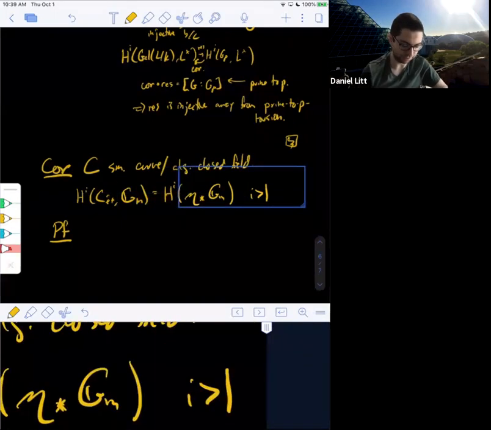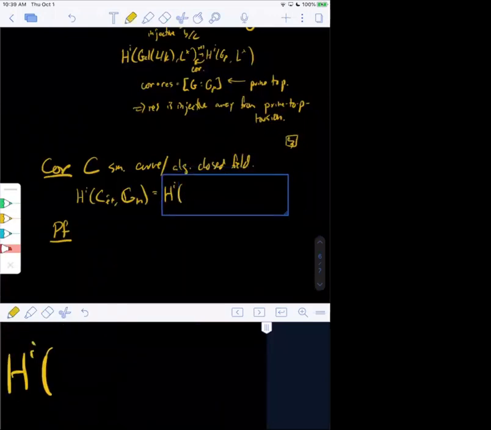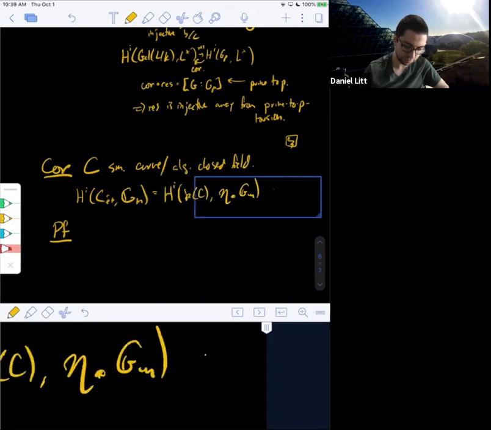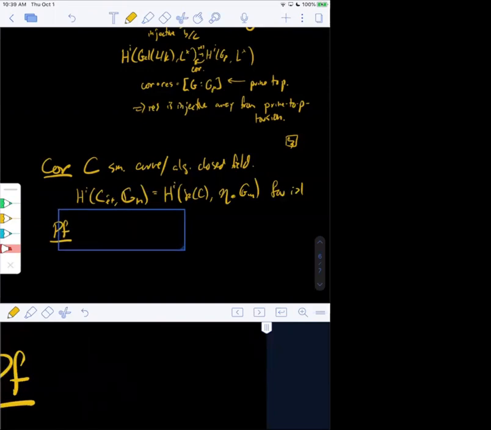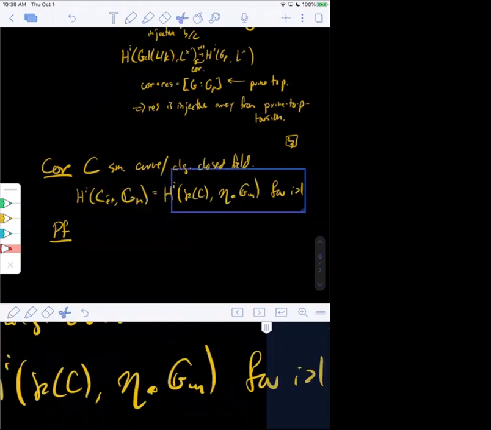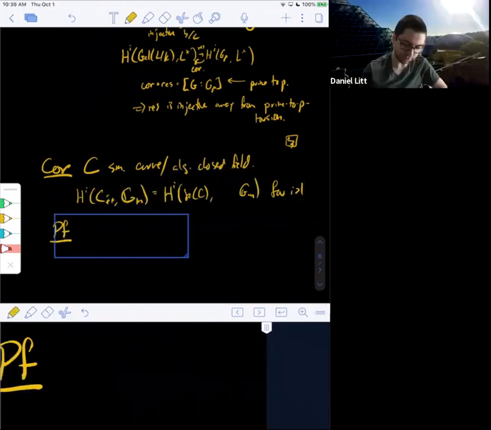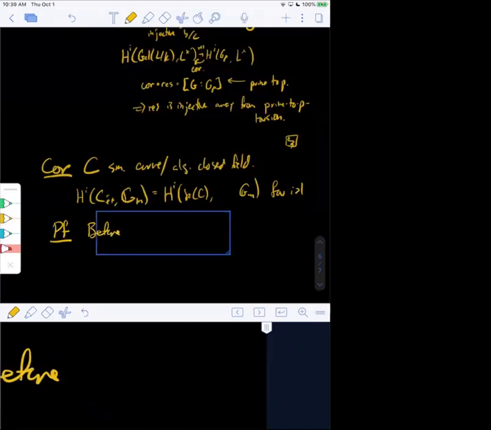Sorry, let me be a little bit more precise about what I mean by this. So this is K of C with coefficients in eta star Gm. You can use the Leray spectral sequence, and the higher derived pushforwards we know in terms of the Galois cohomology of Kx. Yeah, that's exactly right. So what we did before, sorry, it took me some time to get the right statement there.